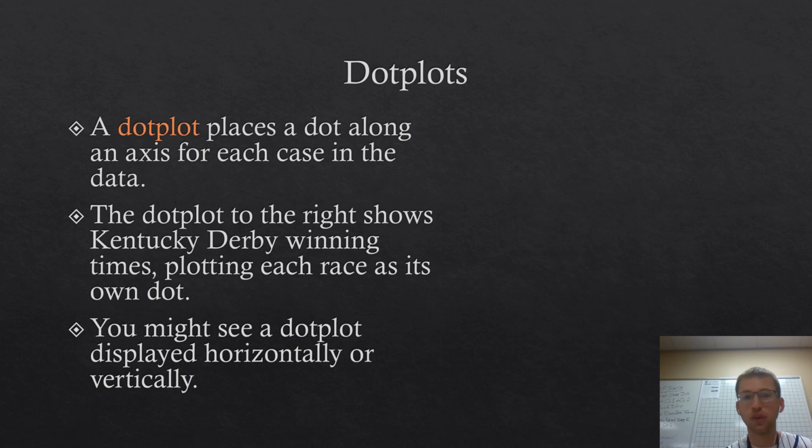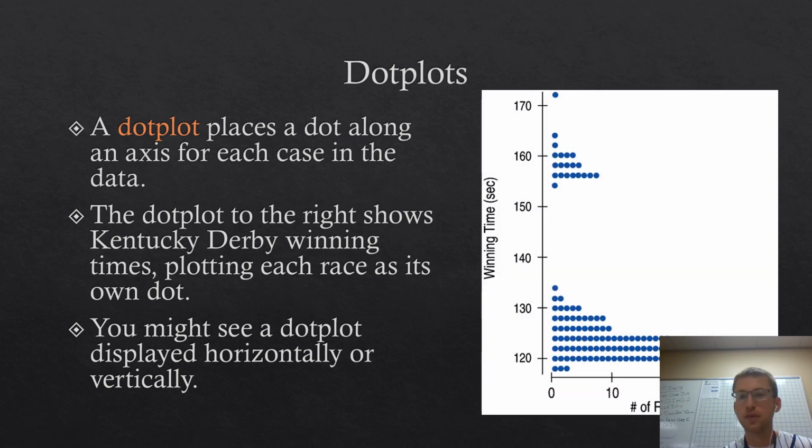Now, I had showed you earlier about dot plots. So here's an example of a dot plot. A dot plot places a dot along an axis for each case in the data. In this case, we have a dot plot of the winning Kentucky Derby times for the past 100 races of the Kentucky Derby. You might see a dot plot displayed horizontally or vertically. Here we actually have our scale on our y-axis, and then we have our frequency on the x-axis. You could rotate that if you wanted, it would still give you that shape.